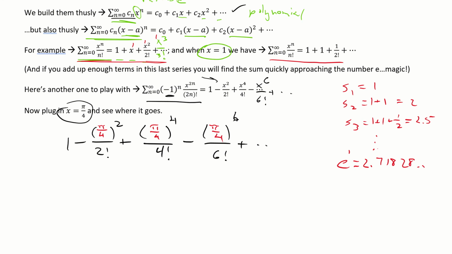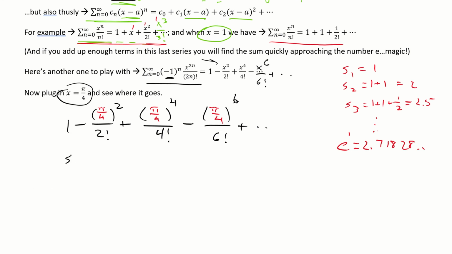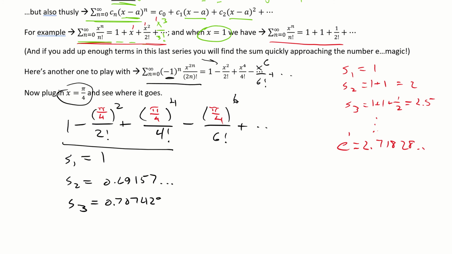I happen to take the liberty of crunching those numbers, and what you have is S1 is 1. S2, where you add the first two terms, is 0.69157. These are going to be irrational because pi is irrational, but that's okay. S3, first three terms added up, I got 0.707429 and change. And S4, when we add up the first four terms, we got 0.707103 and change.